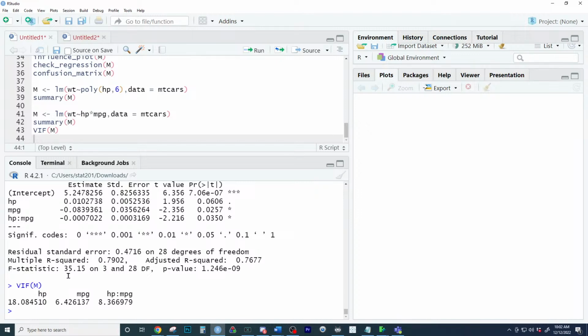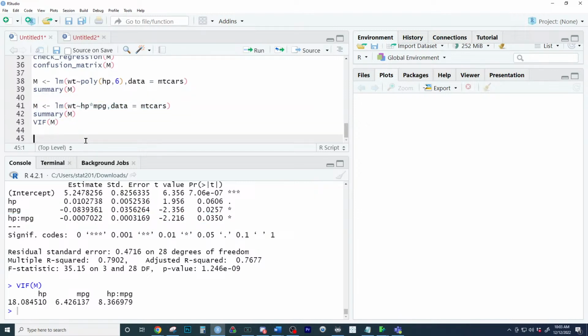With this right here, what do you notice? If you have an interaction, what do you need to include to preserve model hierarchy? This is the horsepower miles per gallon interaction variable right here. If you have an interaction, you need to include what to preserve model hierarchy? I'll give you a hint right here.